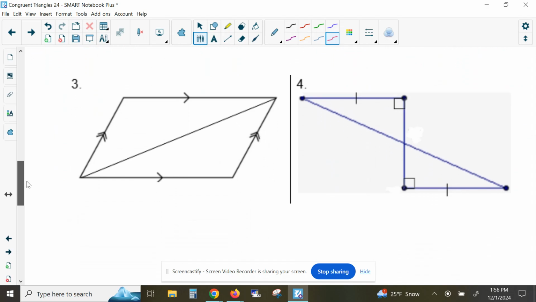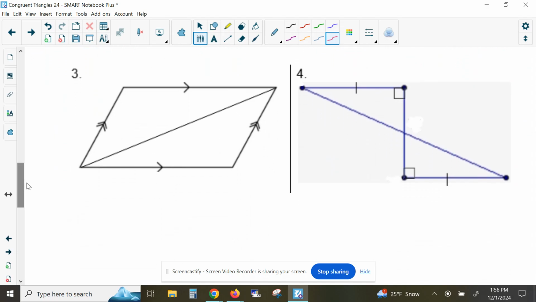Okay, on the back side. So remember, the directions say you're supposed to color code, you're supposed to label these A's and S's, and you're supposed to write down any reasons if they're not given. Okay, so let's look at this first picture. So in this first picture, you can clearly see my two triangles, right? But I actually don't have anything because these arrows mean parallel, not congruent.